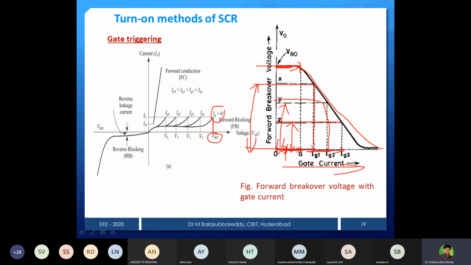Now later what I did, I increased the gate current from 0 to something like 1 milliampere. Then what will happen? Automatically breakover voltage reaches V1. When compared to VBO, this V1 is less. Then further I increase the gate current from Ig1 to Ig2, then breakover voltage is V2. This magnitude is less when compared to V1, and so on. You can see that I am increasing the gate current further and further, breakover voltage will gradually decrease. So this way we are able to fire the gate triggering.